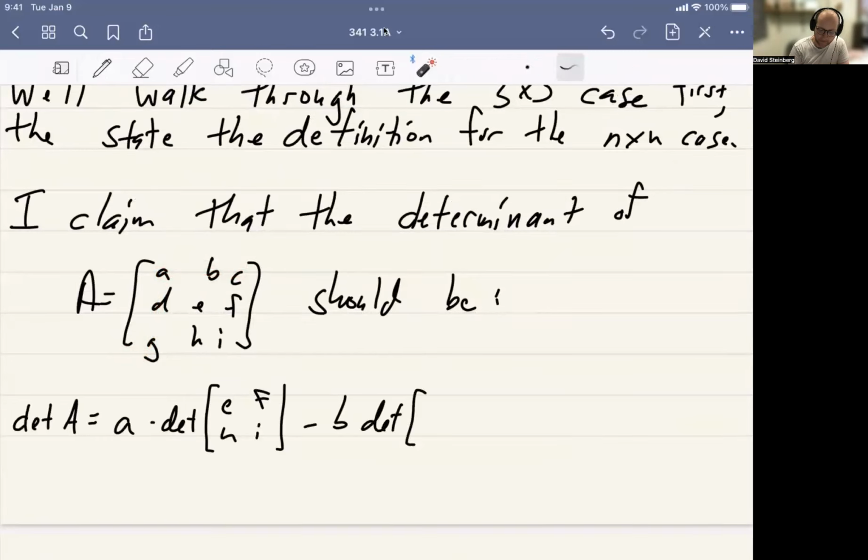And we do the same thing. We remove the row and column that B lives in. We get 4 terms that make up a 2 by 2 matrix, and we'll do the determinant of that. So this is D, F, G, I, and then plus C times the determinant of, you guessed it, the 2 by 2 matrix we get by eliminating the row and column that C lives in. So D, E, G, H.